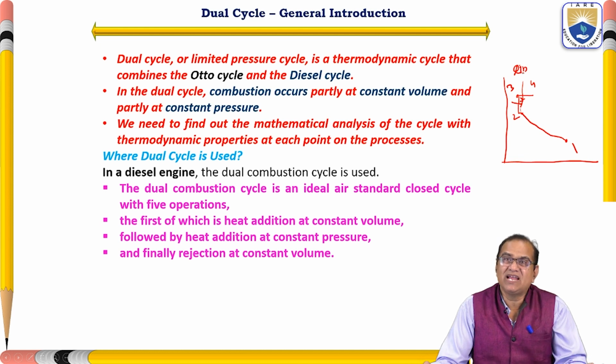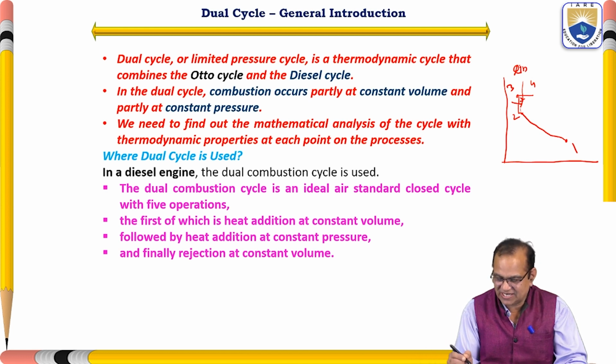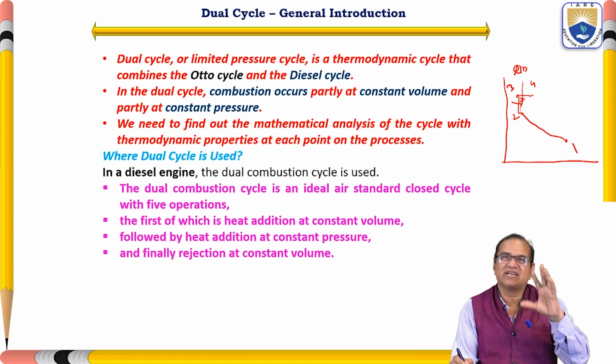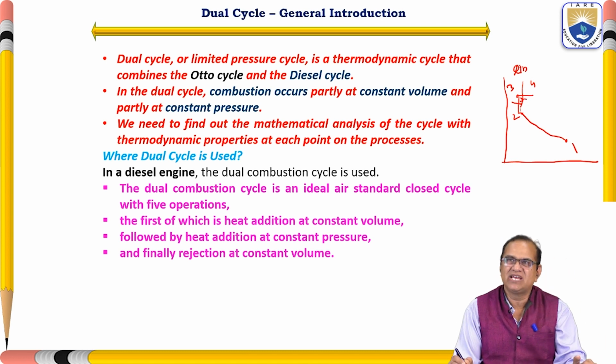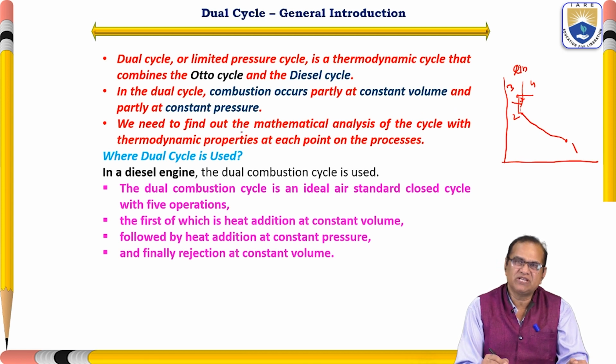So the dual cycle or limited pressure cycle is a thermodynamic cycle that combines the Otto cycle and the diesel cycle. So 2 to 3 is the Otto cycle and 3 to 4 is the diesel cycle. So it is a combination of both. That is why the name dual cycle was given. In the dual cycle, combustion occurs partly at constant volume and partly at constant pressure.